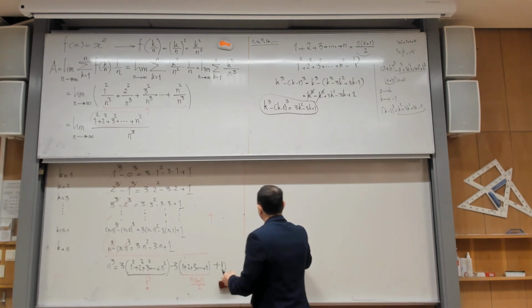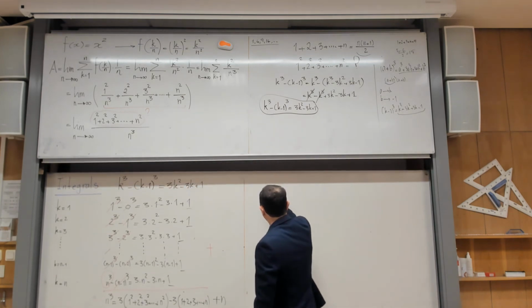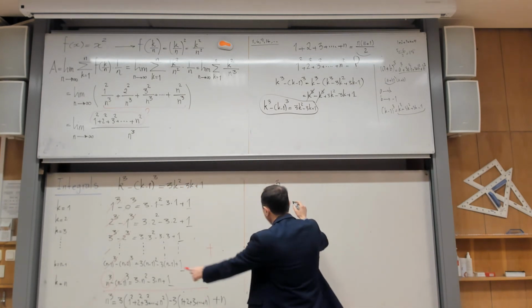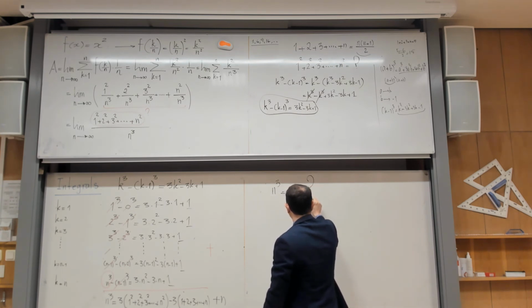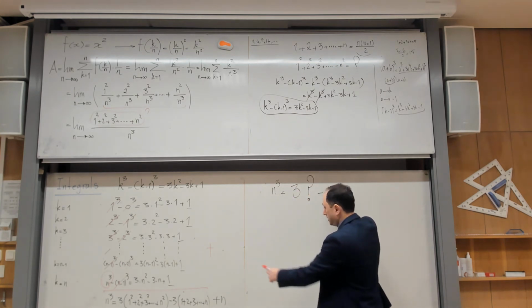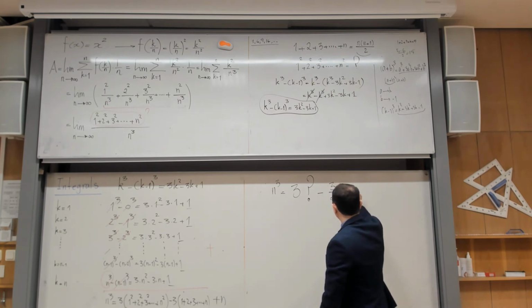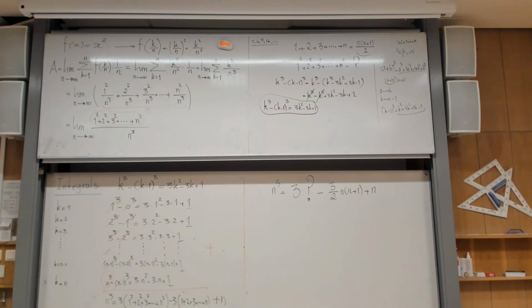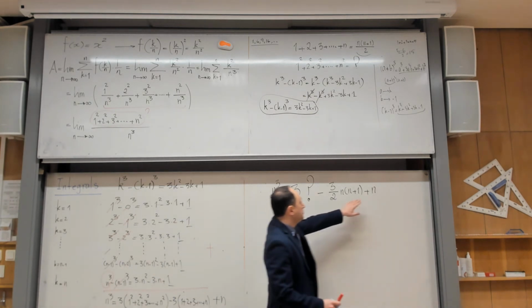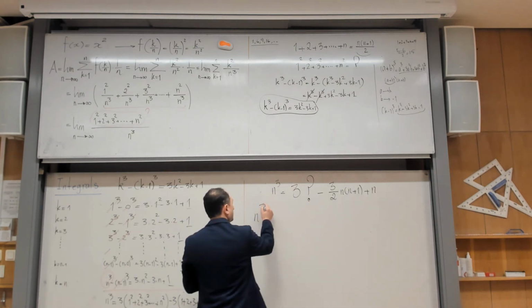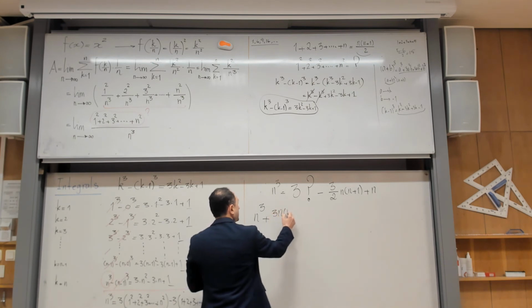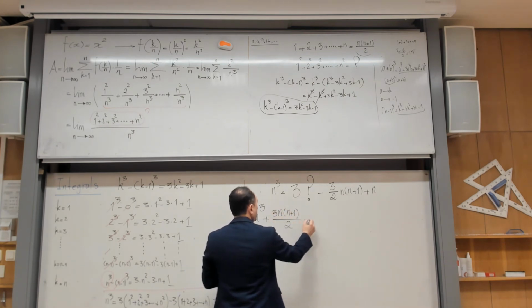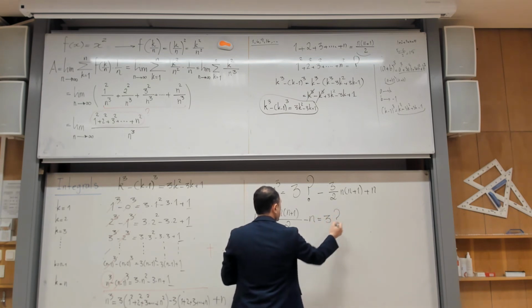So, let me just do this calculation. So, n to the power of 3 is equal to 3 times, if you don't mind, let me write question mark, minus 3 over 2 n times n plus 1 plus n. Yes? And then I am looking for my question mark. So I move these two to the other side. So it becomes n to the power of 3 plus 3n times n plus 1 divided by 2 minus n is equal to 3 times my question mark.